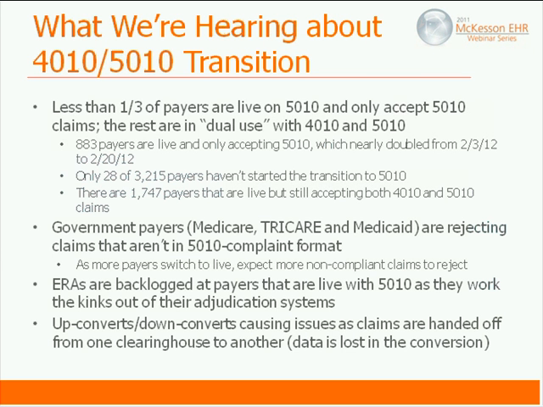We do know that ERAs are backlogged at payers that are live with 5010 as they're working the kinks out of their adjudication system. So even though your claims may be going through fine in 5010 format and getting paid, you may not receive your ERAs to know what you actually got paid for a few weeks because they are backlogged. And we do know that the up conversion and down conversion services that the clearinghouses are offering are causing some issues, particularly if there are multiple handoffs from the time you submit to a clearinghouse and then that claim actually gets to the payer. So those are just some of the things that the industry is really working through and working out.